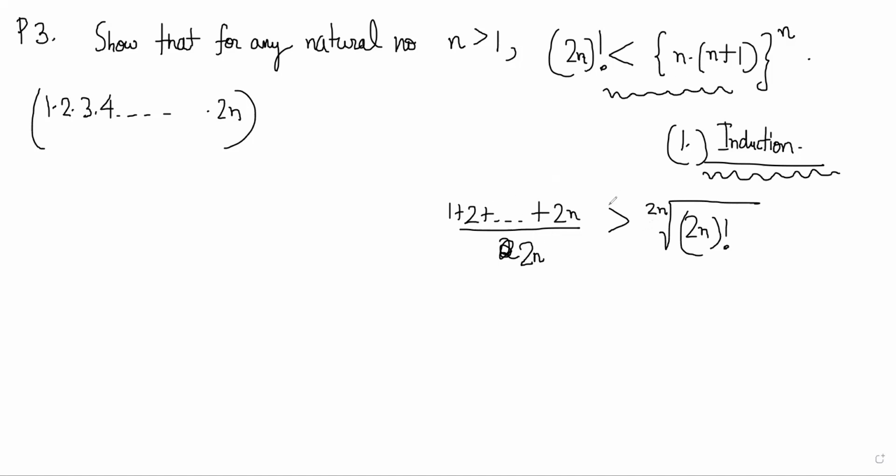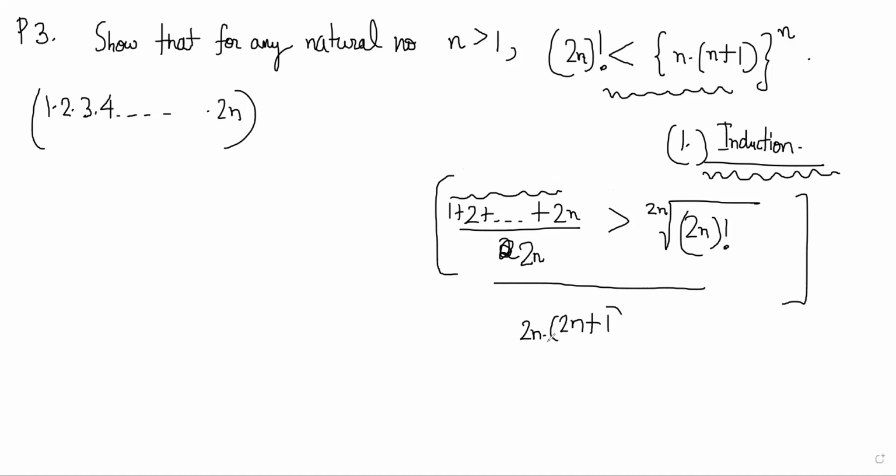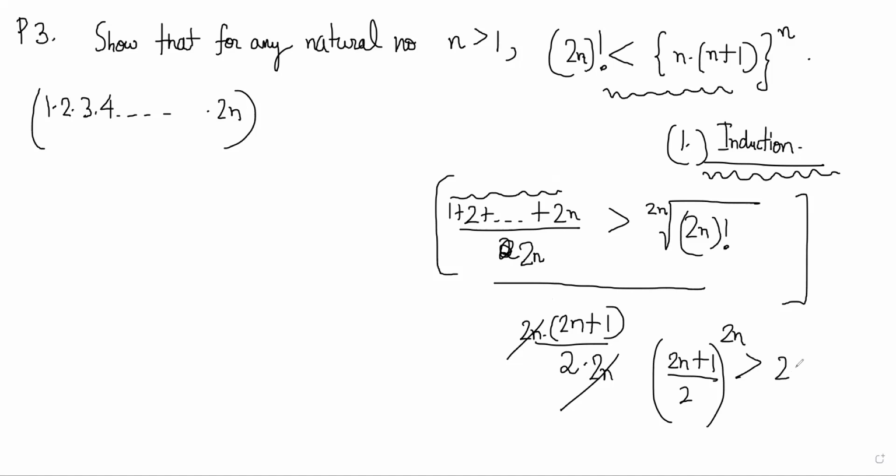But this is not coming right, correct? Because the power will be 2n here, right? Is it working out or not working out? I think I should raise the power. You can raise it to the power, but this sum is easy. This sum is just 2n into 2n plus 1 by 2. And there is a 2n there, so you get 2n plus 1 by 2 whole power 2n is greater than 2n factorial, right? So I get the left hand side.